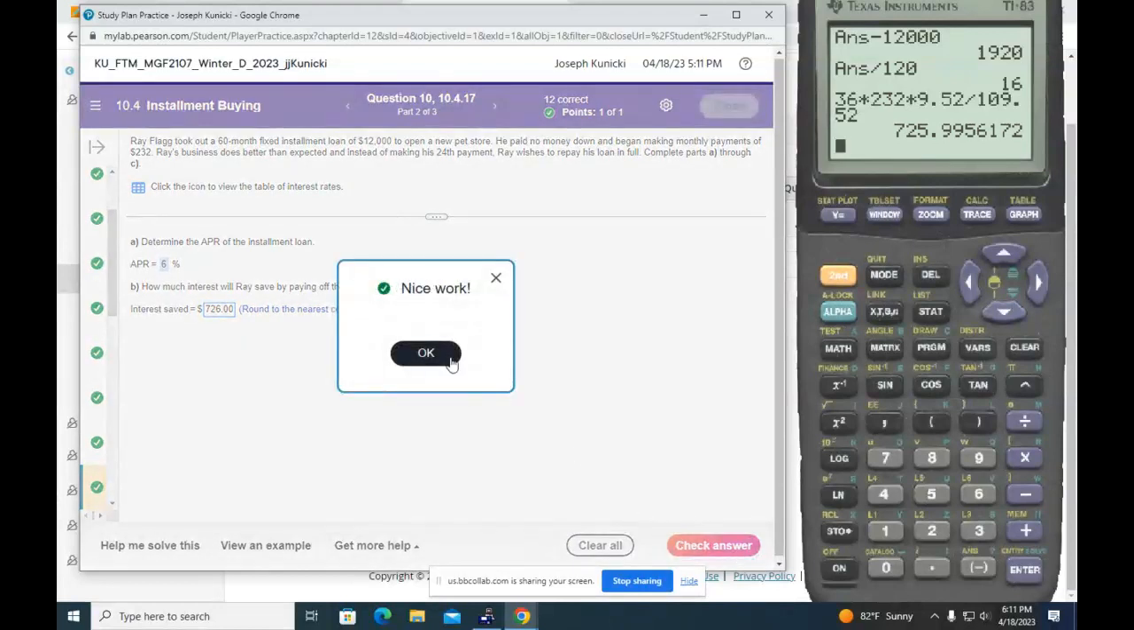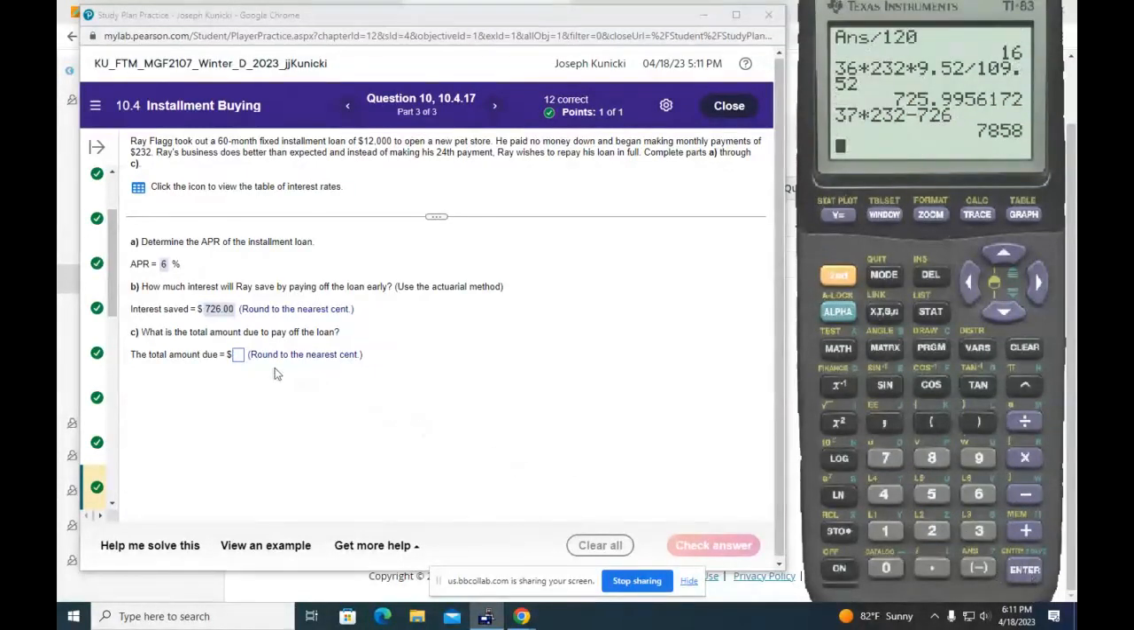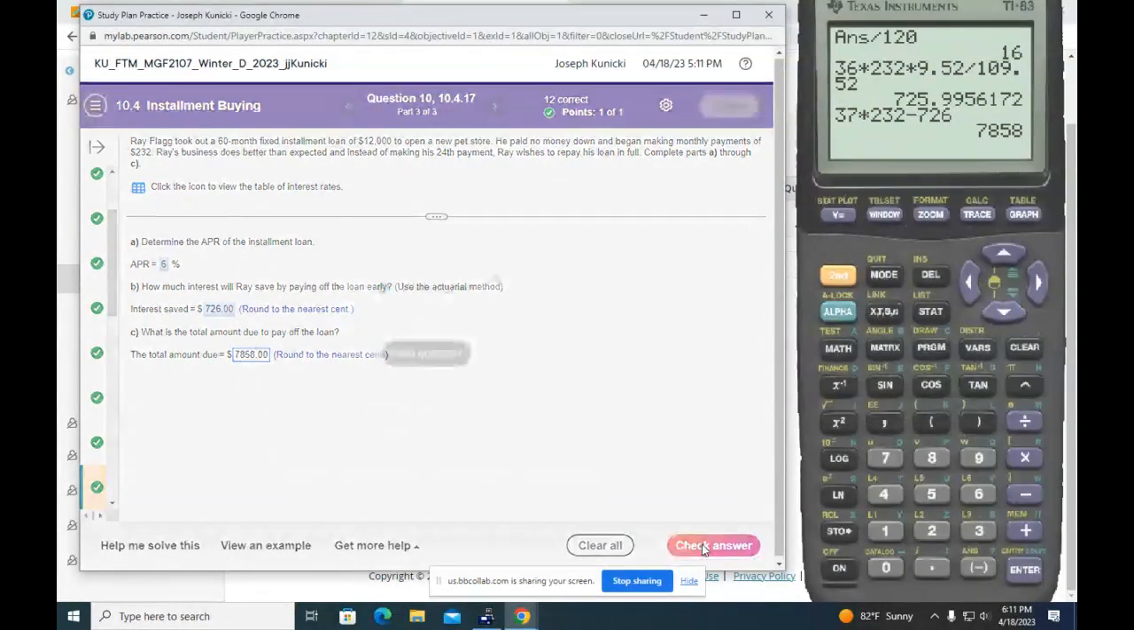So now they want to know what's his final amount for his loan. Well, he's gotta pay 36 more months plus the 24th month, so it's 37 months. So he pays 37 times 232. But he gets a rebate of the $726 interest. So his final payment's 7,858. And no cents.